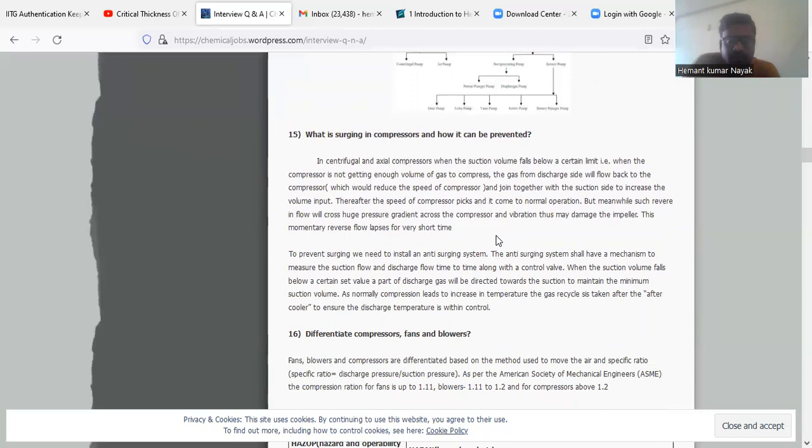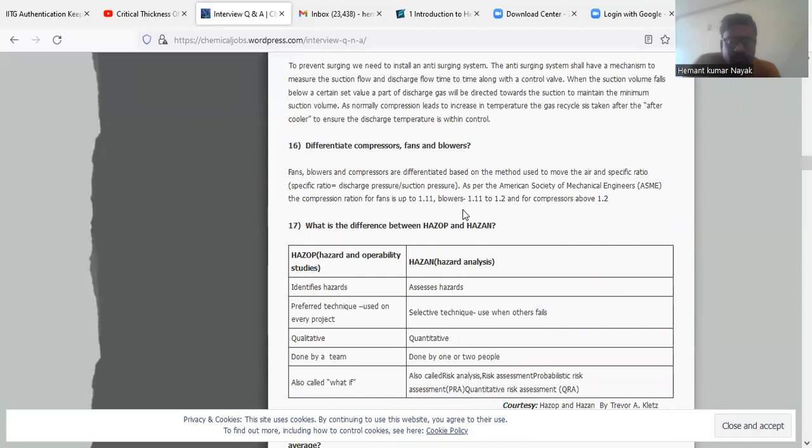What is surging in compressor and how can it be prevented? Differentiate compressor, fan and blower. Fans, blowers, and compressors are differentiated based on the method used to move the air and a specific ratio. Specific ratio is defined as discharge pressure by suction pressure. As per the American Society of Mechanical Engineers (ASME), the compression ratio for fans is up to 1.11, for blowers 1.11 to 1.2, and for compressors above 1.2.